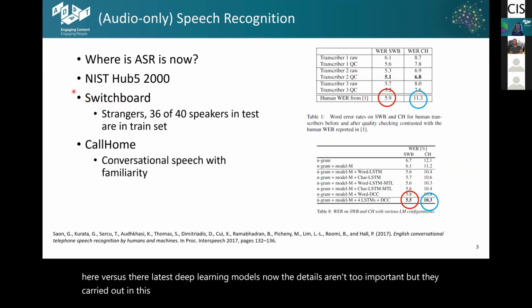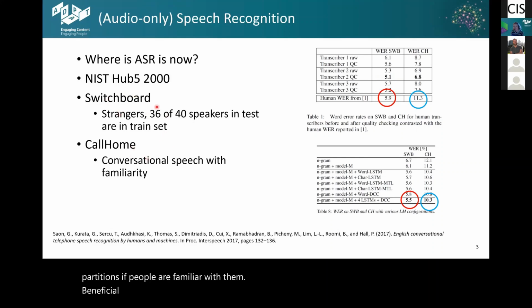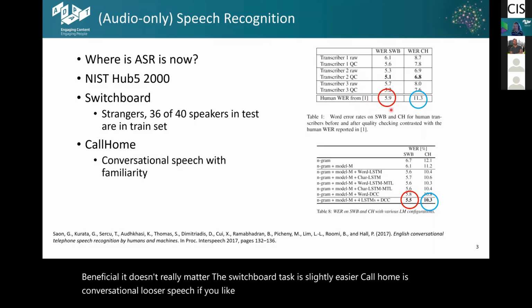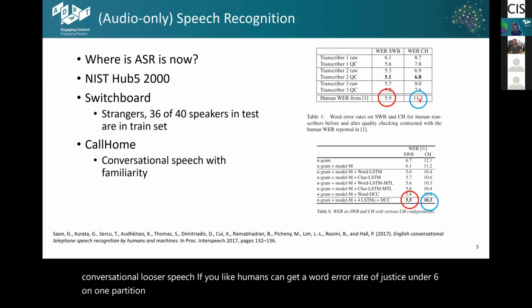It doesn't really matter. The switchboard task is slightly easier. Call home is conversational, looser speech, if you like. Humans can get a word error rate of just under 6% on one partition and over 11% in the other. They put together their best DNN architectures and pretty much achieved parity with the human transcribers. So, you can say we can all go home. Speech recognition is a solved task, but not really.